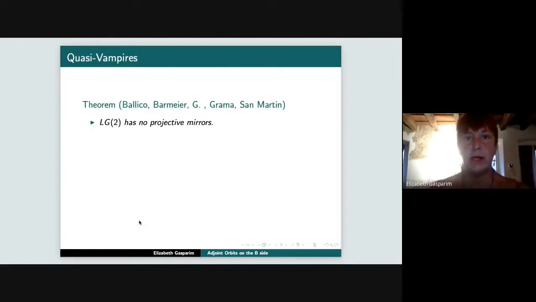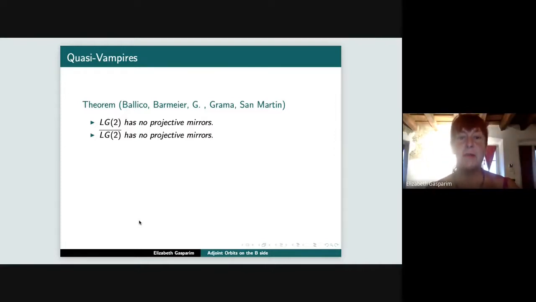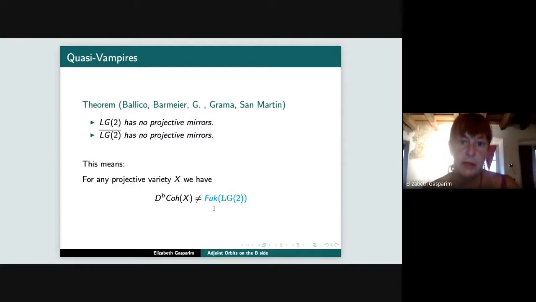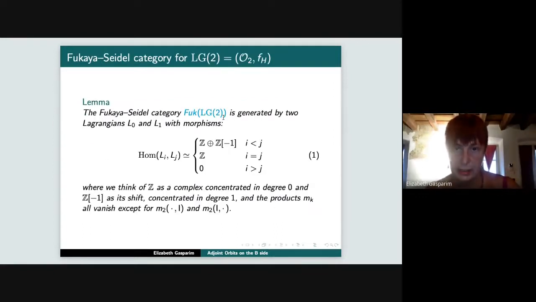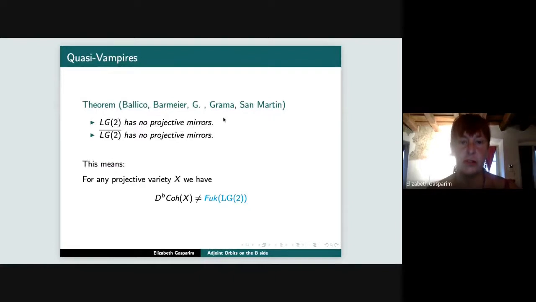So this together with Balico, my collaborator here in Trento, Severin Baymeyer, my former student, Lino Gramma, and Luisa Martin. We showed that these had no projective mirrors, even if we compactified, which meant this: if you take any projective variety, then the derived category of coherent sheaves of it will never be equivalent to this category we found there. So this was the Fukaya category of the SL2 example, the very first, simplest one. And in this sense of homological mirror symmetry, recipe number one, it has no mirror at all. So as bad as it can get.